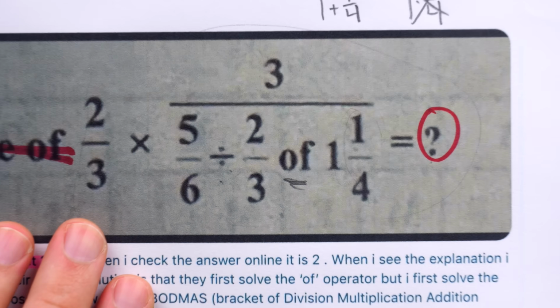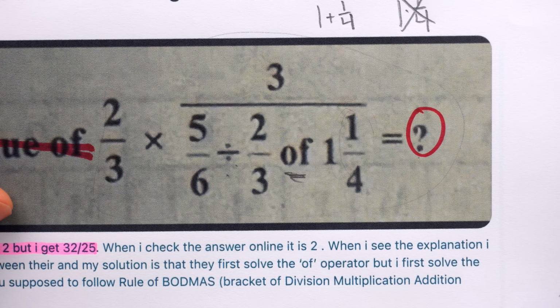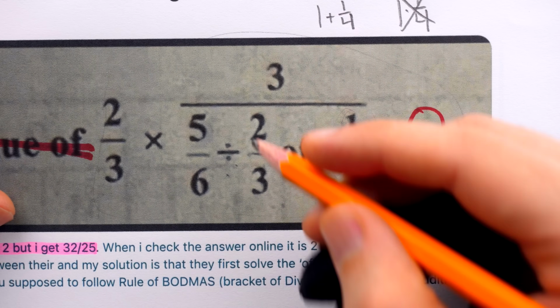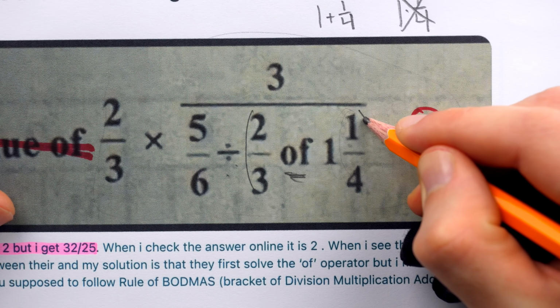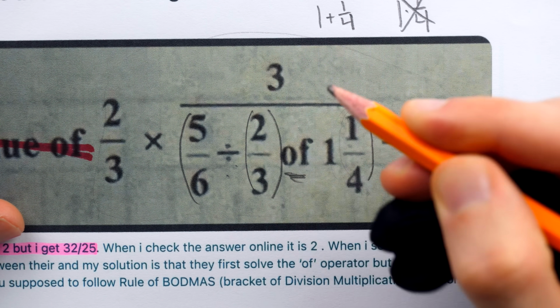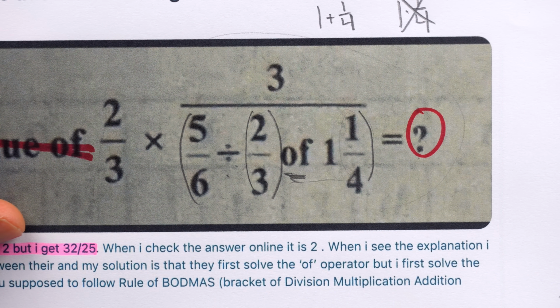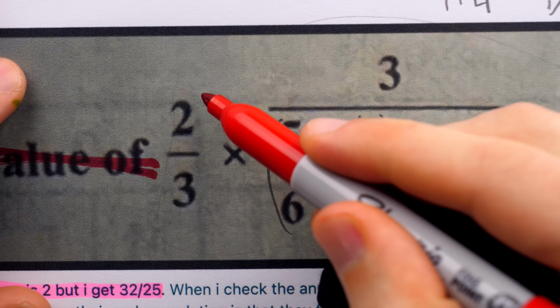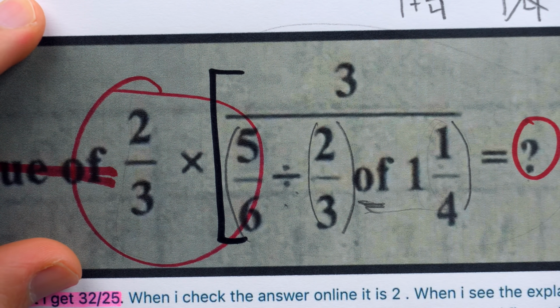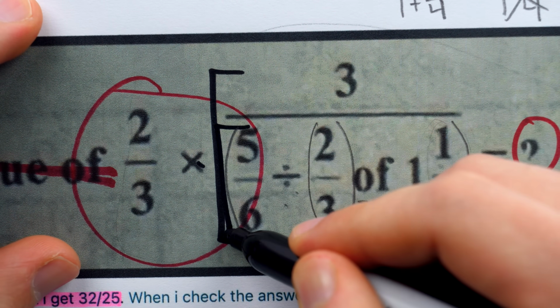That leaves two ambiguous items to consider. How many copies of 1.25 are there? Are there 2/3 of 1.25? Or 5/6 divided by 2/3 of 1.25? And the other point of ambiguity, what the hell is this? Is it 2/3 times the fraction, or 2/3 times the denominator?